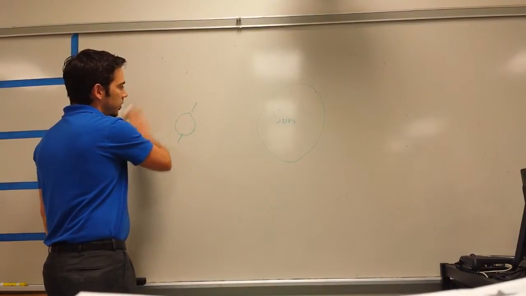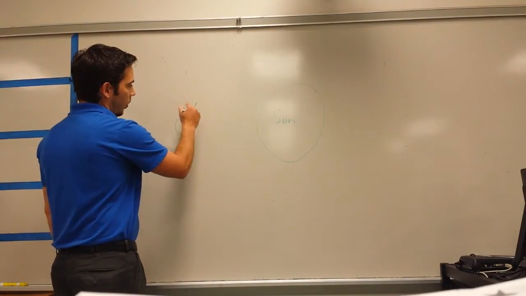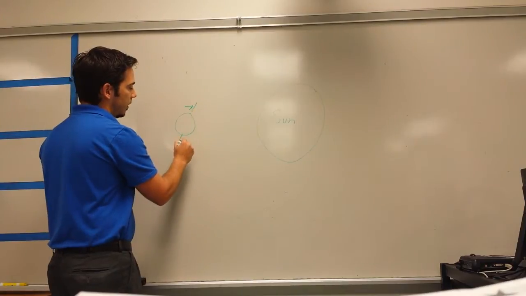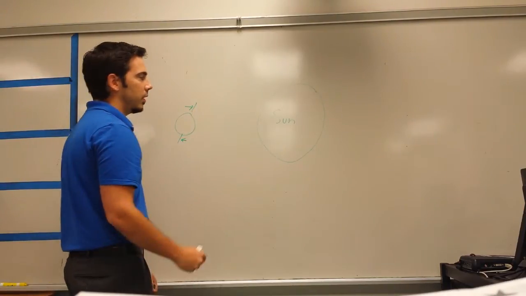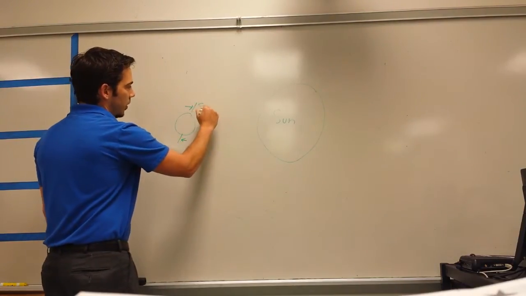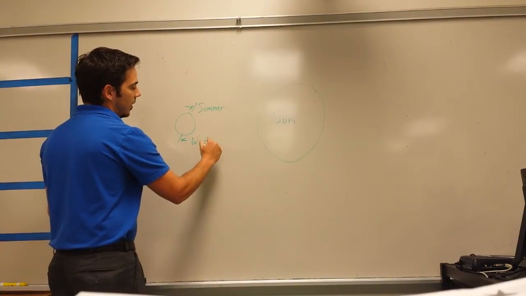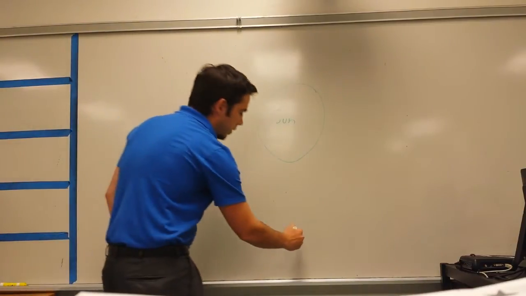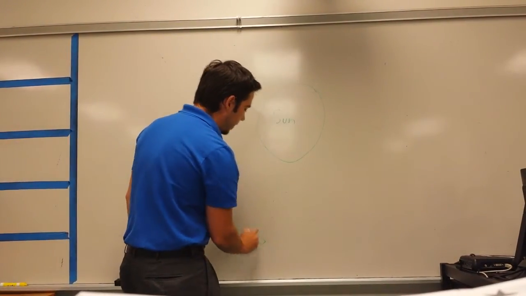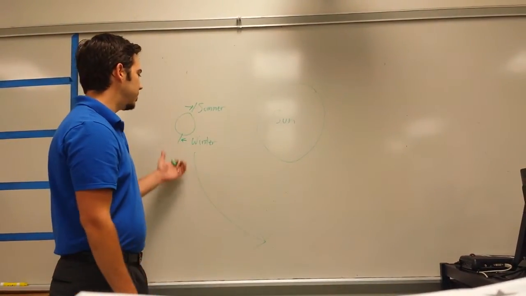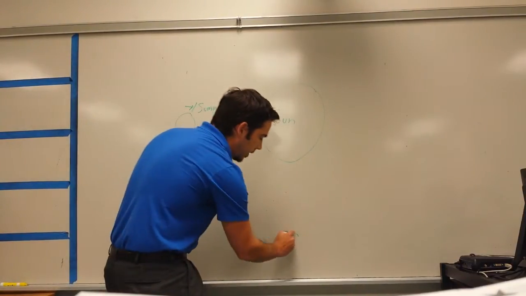So in this position, we do have Earth. The northern hemisphere is tilted toward the Sun. The southern hemisphere is tilted away from the Sun. So this would be summer in the northern hemisphere, and it would be winter in the southern hemisphere. That means that the next major season as it orbits the Sun would be here.